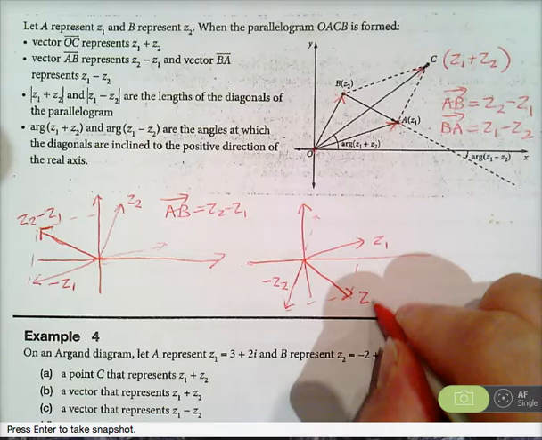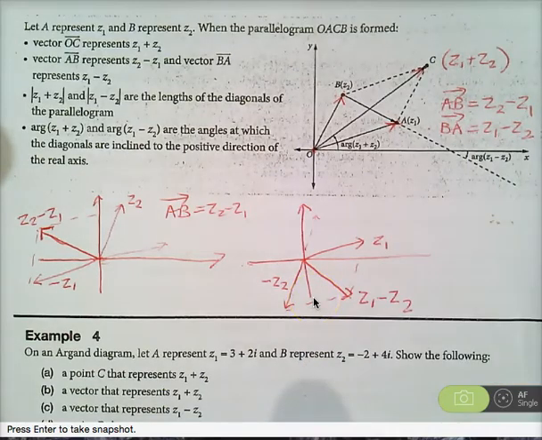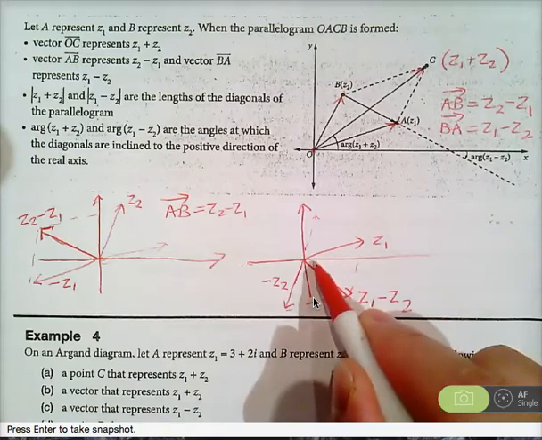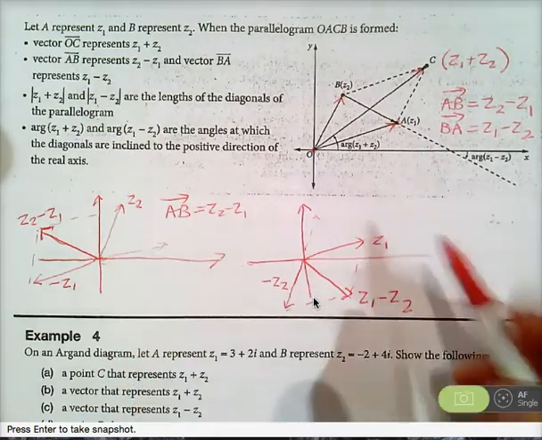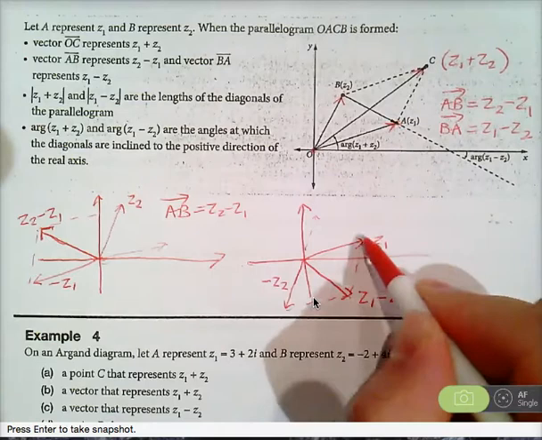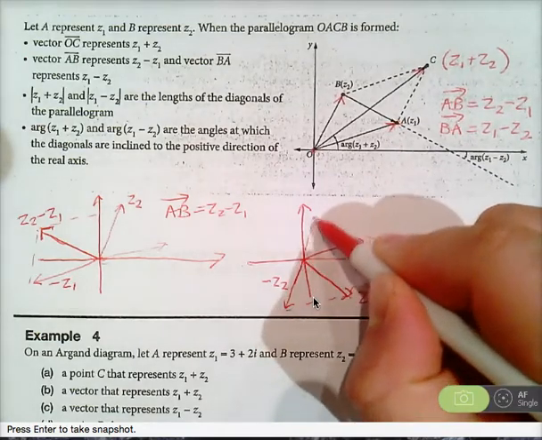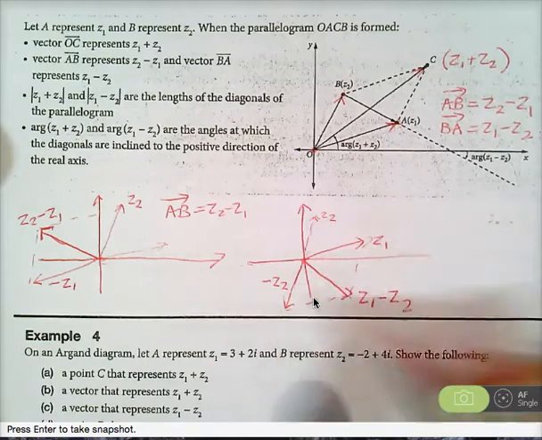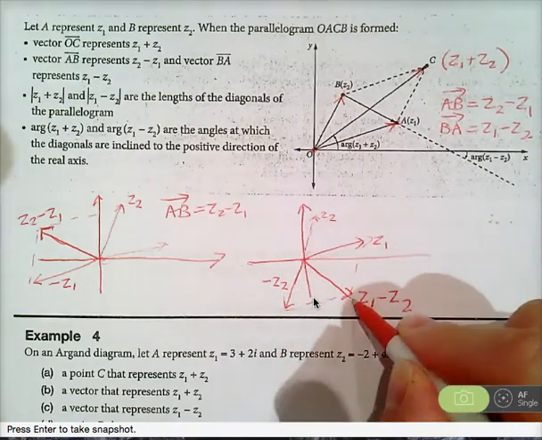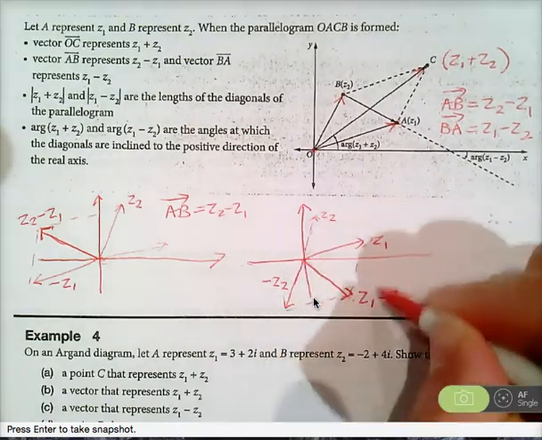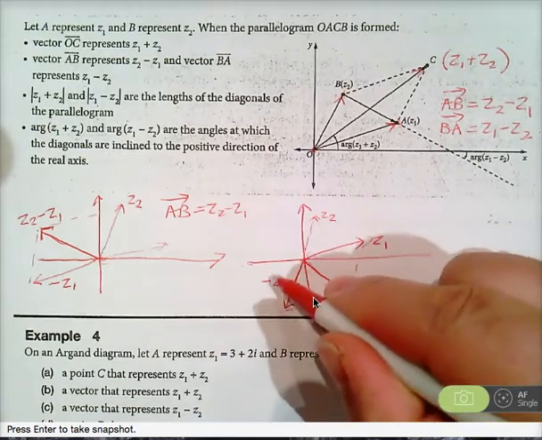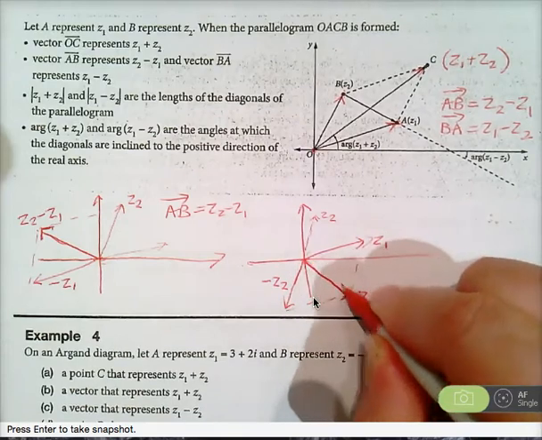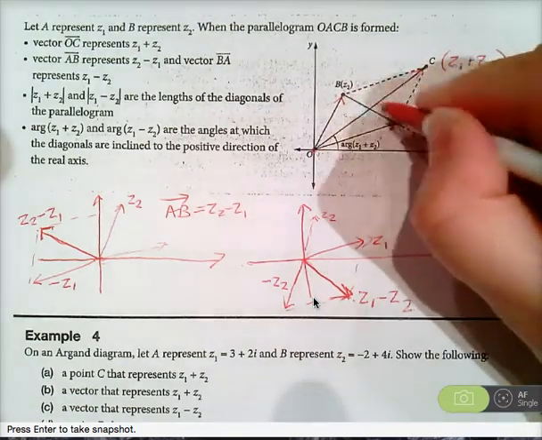We're trying to do Z1 minus Z2. Now we know Z1 is this vector, and we know that Z2 is that vector. So therefore minus Z2 would be in this direction. So forming up the parallelogram and coming out here, this would be Z1 plus minus Z2, or just Z1 minus Z2. Now if we look at the direction of that, that is the same vector as this, BA. So BA is Z1 minus Z2, okay?